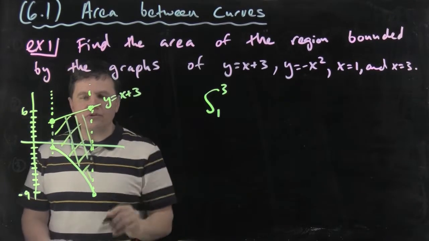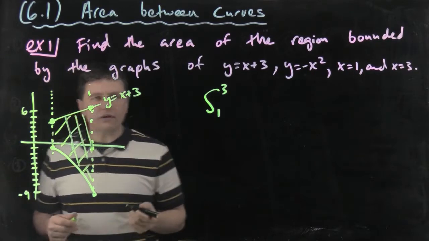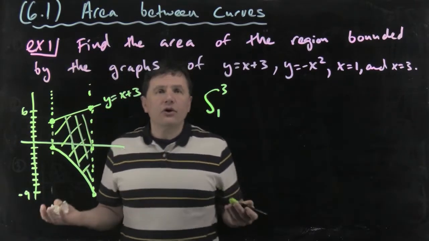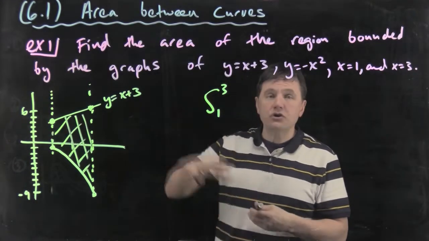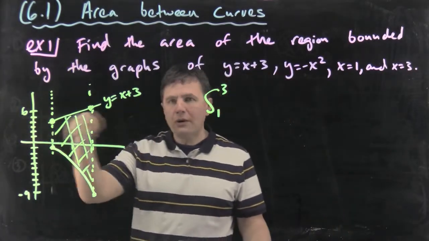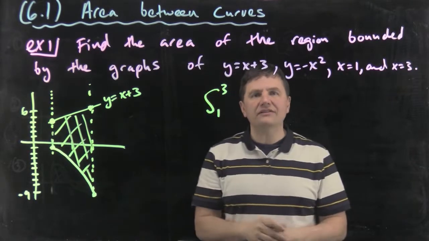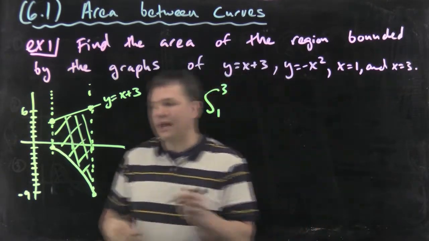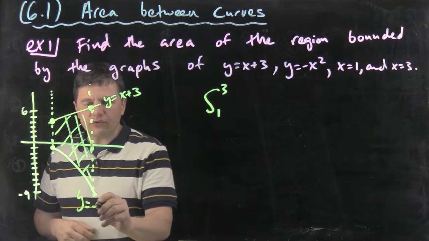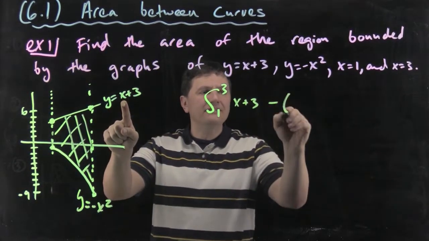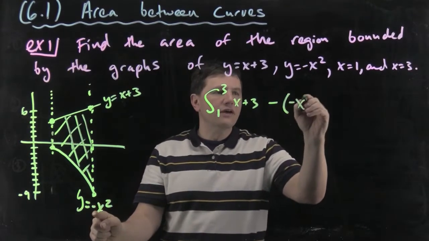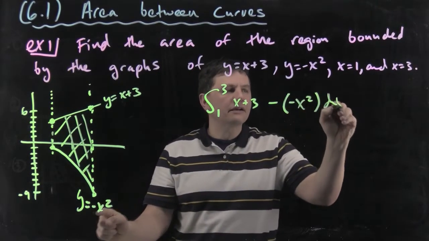Like I said, we're doing this one closed calculator, so we have to calculate it by hand. As I talked about earlier, this is always pretty much the same. It's function above minus function below. Don't worry about where the x-axis is. In this context, area between curves, it simply does not matter. This one's y equals negative x squared. So we're doing x plus 3 minus, and the function below, which is negative x squared, and then dx.